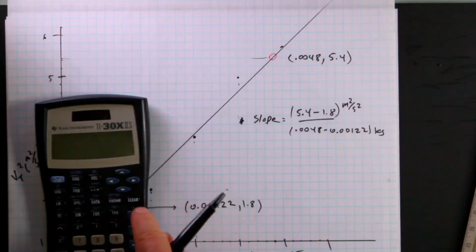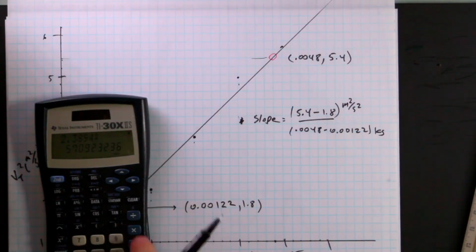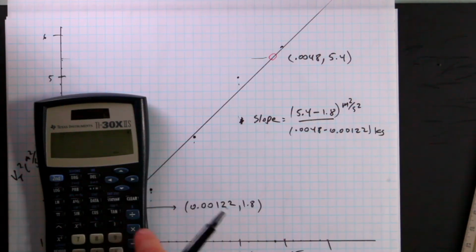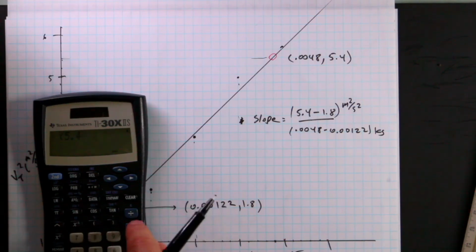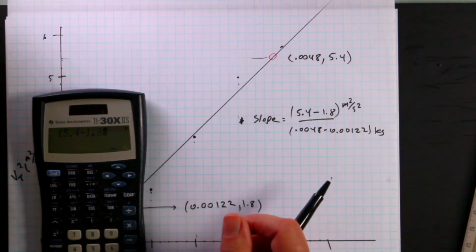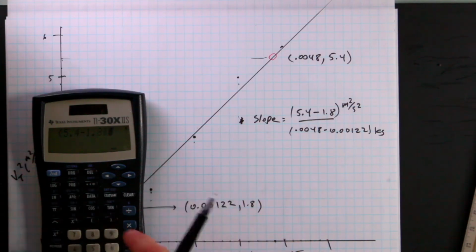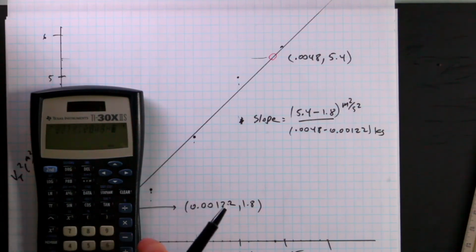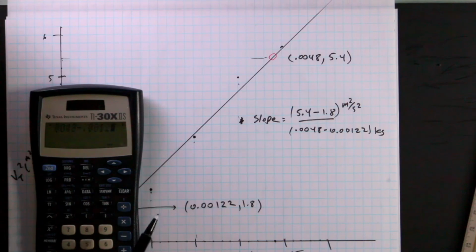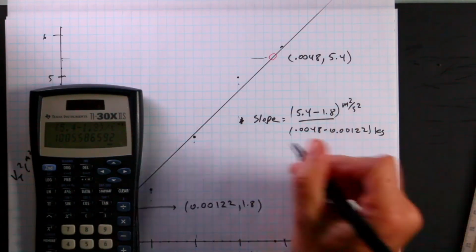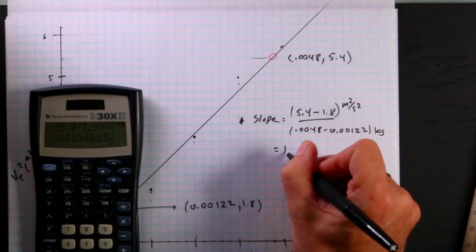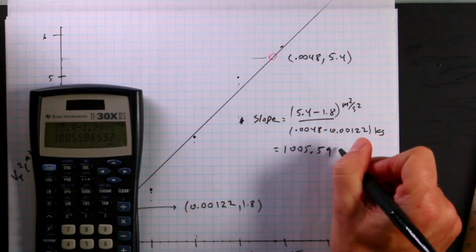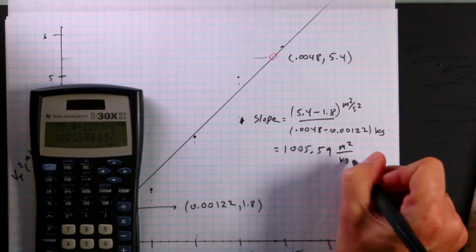So let's do this on, again, not great with calculators. So this is going to be 5.4. I should put it in parentheses. So they have parentheses. 5.4 minus 1.8. We didn't have parentheses in calculators when I was growing up. Okay, we had to just write down every step. Divided by 0.0048 minus 0.00122 equals. And I get slope equals 1005.59, and this is going to be meters squared, kilograms per second squared.